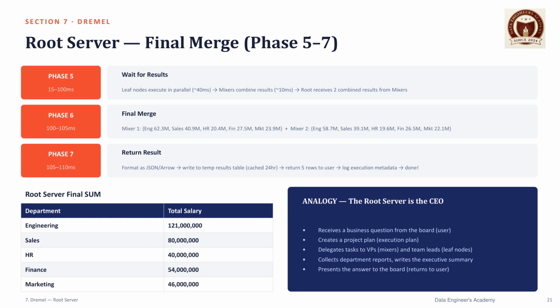In the final phase, the root server receives the combined results from the mixers, merges them into the final 5 rows, formats the output, and returns the result back to the user.